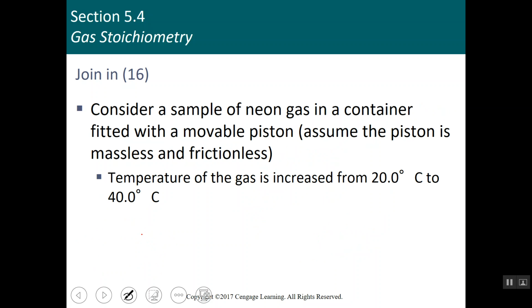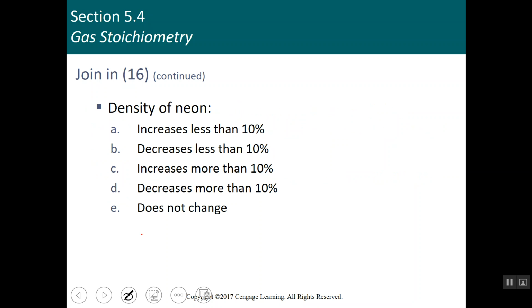Neon gas is in a container filled with a movable piston. The temperature of the gas is increased from 20 degrees Celsius to 40 degrees Celsius. The density of neon is going to decrease, because if you increase the temperature, that increases the volume, and so it's going to cause the density to decrease. It's actually going to decrease less than 10%, because a 20-degree change in Celsius temperature does not cause a huge change in volume. When you look at it in Kelvin, it doesn't look like that different of a number.